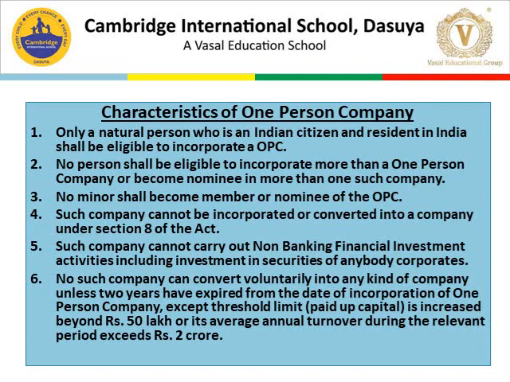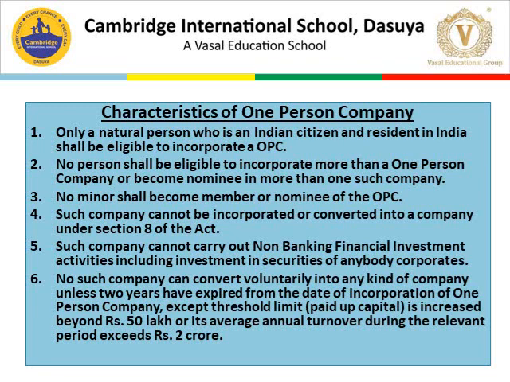Number two, no person shall be eligible to incorporate more than one person company or become nominee in more than one such company. Whosoever is forming a one person company cannot incorporate one more one person company or be the nominee of another such company. He should be the nominee only in the same company which he has formed. So he cannot be a member of two companies.